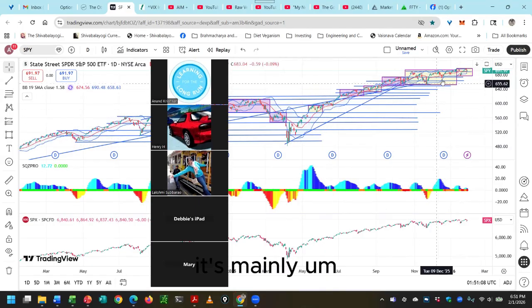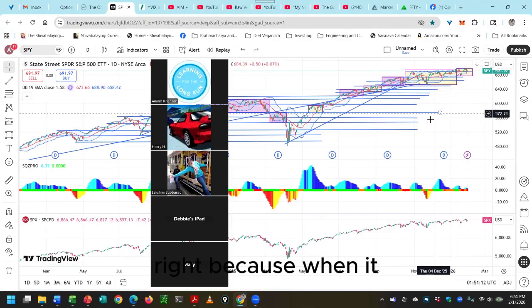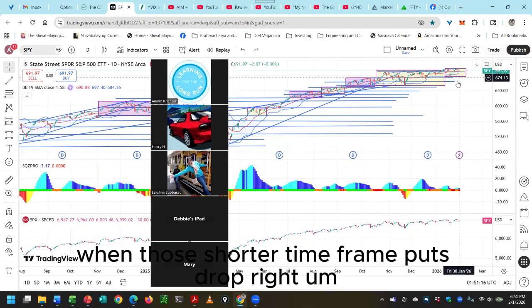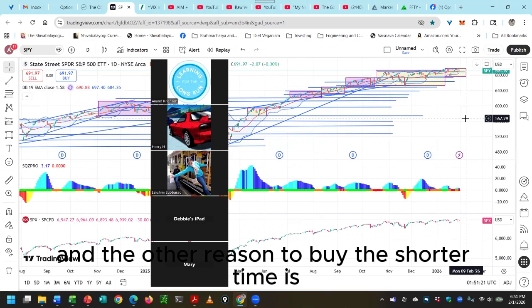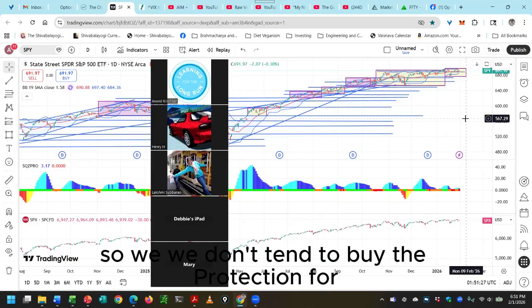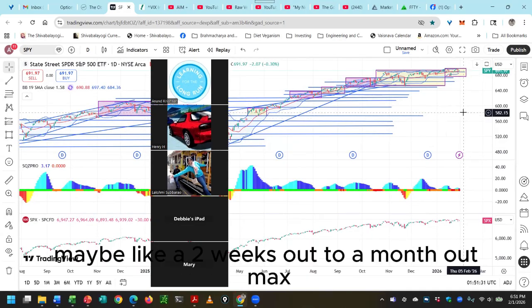That's mainly why we don't go so far out, because of when those shorter time frame puts drop. And the other reason to buy the shorter time is because it's cheaper too, for the puts. So we don't tend to buy the protection for too long. Maybe like 2 weeks out to a month out max.